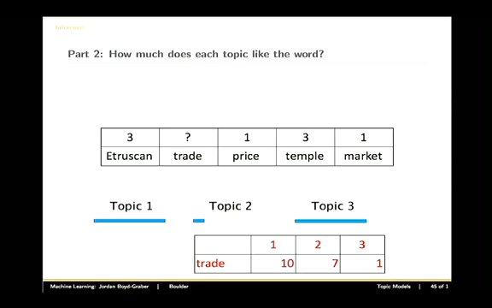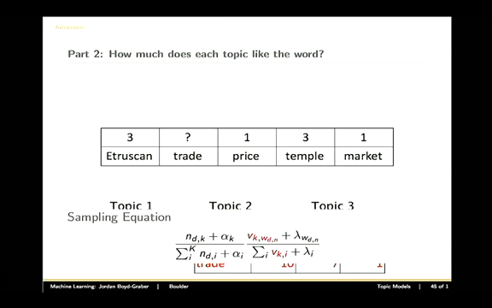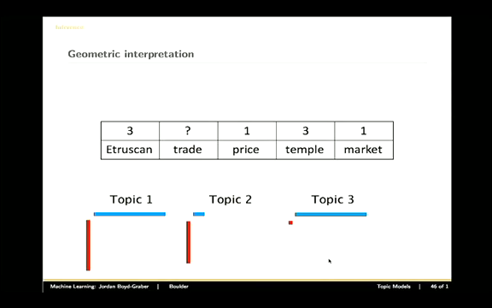And so now we look at how much each topic likes the word trade. So topic 1, topic 2, and topic 3, how much does it like this word? So this is corresponding to this part of it. And again, there's a prior term in there. So this is corresponding to the Laplace smoothing that we talked about. So this could be 1. If it were, that would be Laplace smoothing. And then this would be the size of the vocabulary. And then we multiply those things together. And we can represent that as a rectangle.